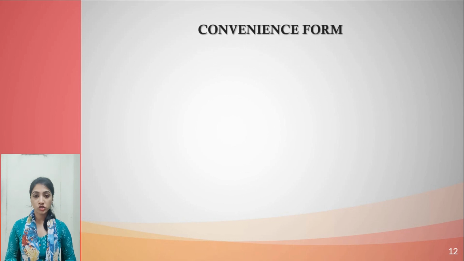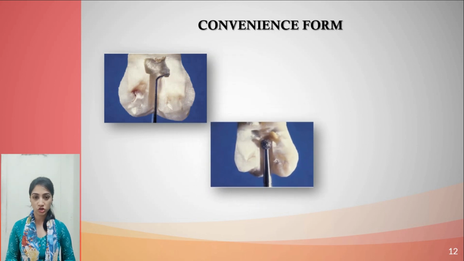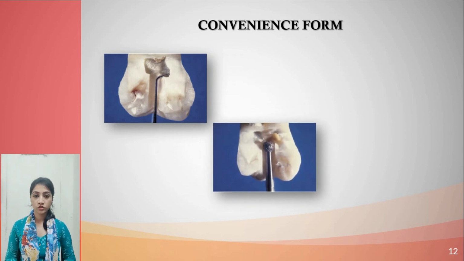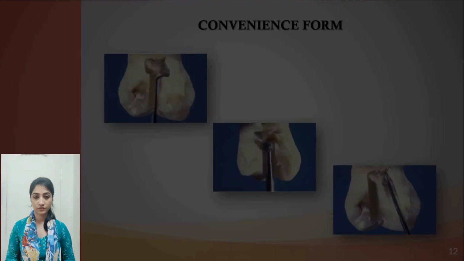The roof of the pulp chamber should be completely removed in order to obtain adequate convenience form. To check this, we can use a number 17 probe to confirm complete removal of the pulp chamber roof. Using a round bur and working from inside out, we can accomplish this. A final check should be done for removal of defective restorations and remaining carious dentin.